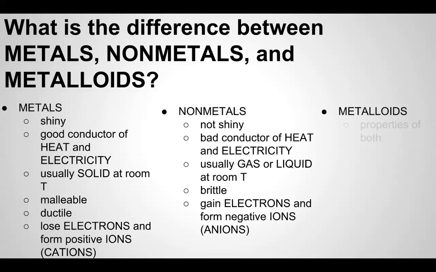Lastly, we have metalloids, which basically have properties of both. You know, they're not necessarily shiny, but they're not necessarily dull. They're somewhere in the middle. They can conduct heat and electricity, but just not as well as metals, but not as badly as nonmetals. And you get the idea. So it's kind of just a mixture in between those two.